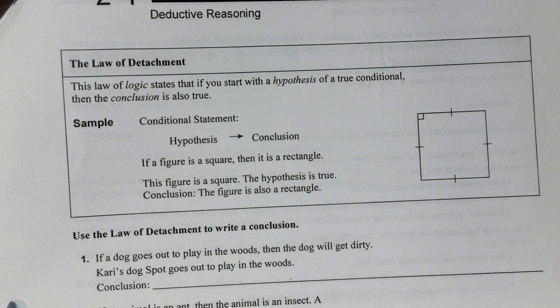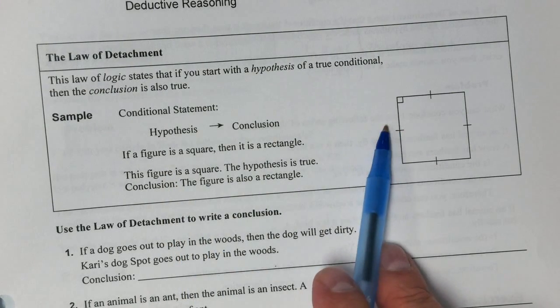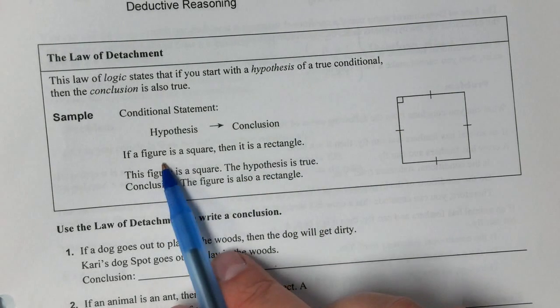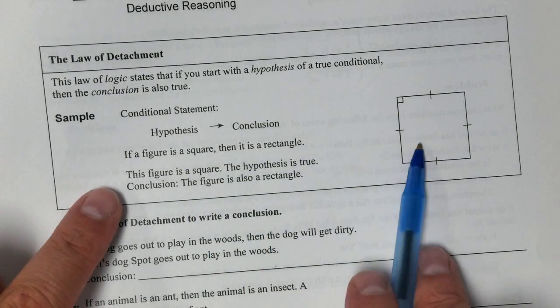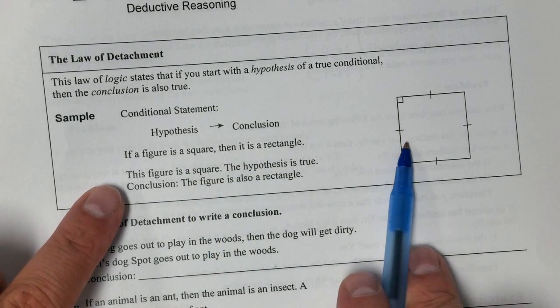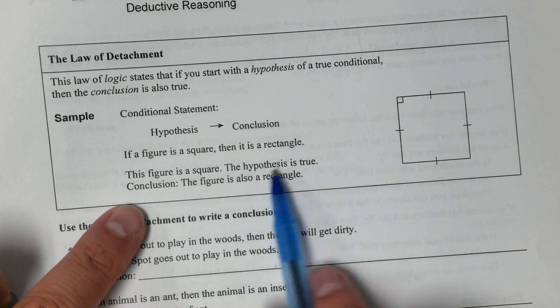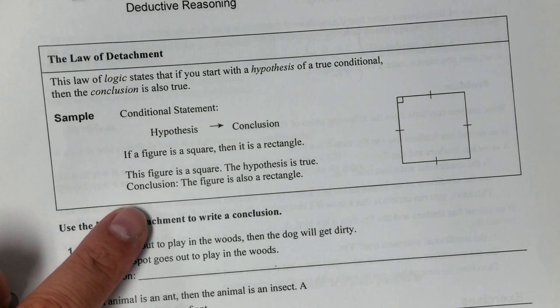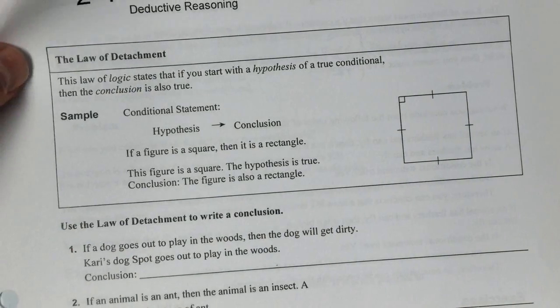This law of logic states that if you start with a hypothesis of a true conditional, then the conclusion is true. So here's your figure, and it says if a figure is a square, then it's a rectangle. Then it says this figure is a square, which means the hypothesis is true. So your conclusion is this figure is also a rectangle. How we know it's a square is because there are four sides marked equal.